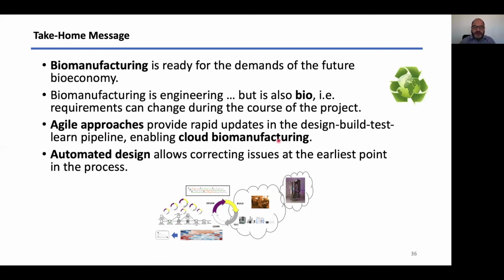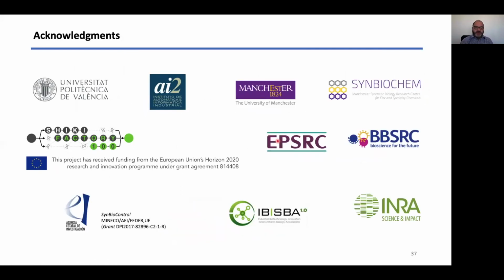So at the end, what is enabling all of these tools is automation. Automated design is the one that allows correcting issues at the earliest point in the process, so that right from the beginning, we're already thinking on this large scale process that at the end we want to implement. Okay, so that's what I think are the main conclusions.